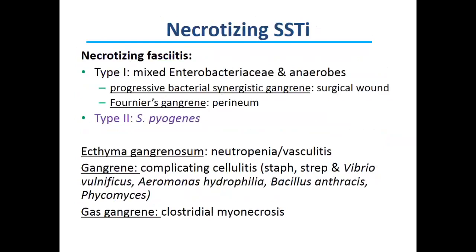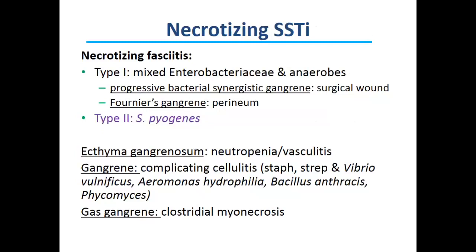So this is really the type 2, Strep pyogenes associated, which usually causes fasciitis, and other types of fasciitis involving Enterobacteriaceae and anaerobes. These have different names, so-called progressive bacterial synergistic gangrene, which is classically associated with abdominal wounds, and Fournier's gangrene, which is necrotizing. So these are necrotizing processes that mandate surgery, but have different bacteriologies than the group A strep.